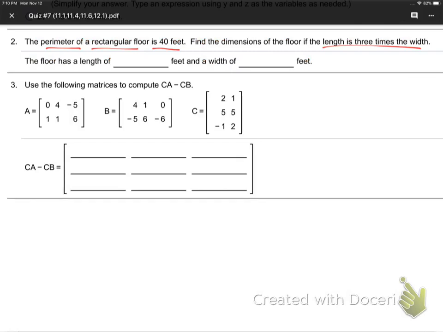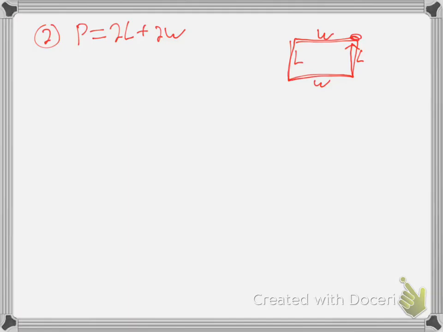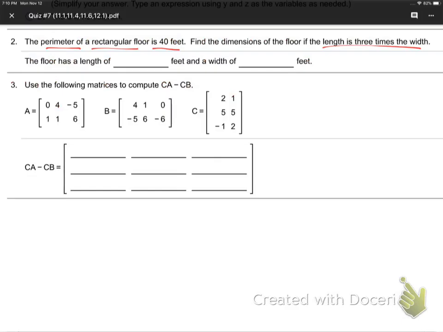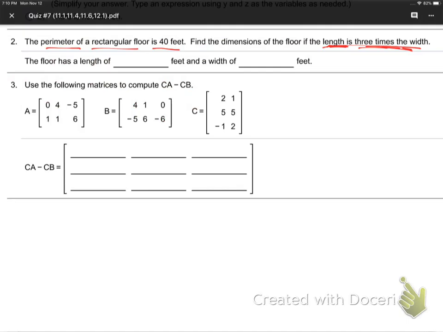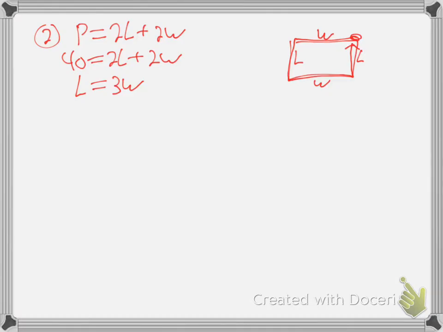And it says the perimeter is 40. So 40 is 2L plus 2W. What's the other equation? The length is 3 times the width. L equals 3W. Yeah. Okay. Well, that's not too bad then.